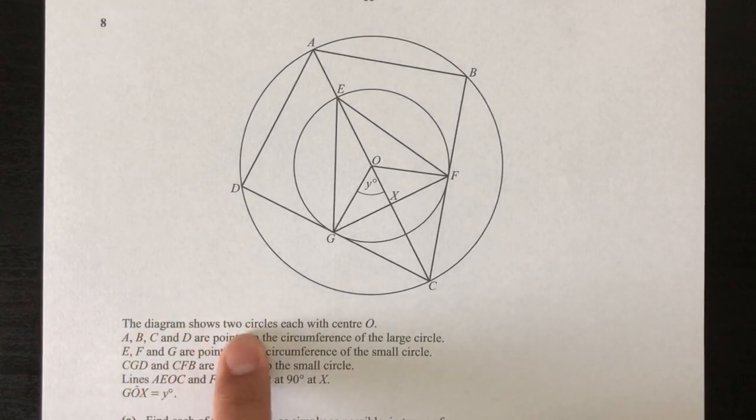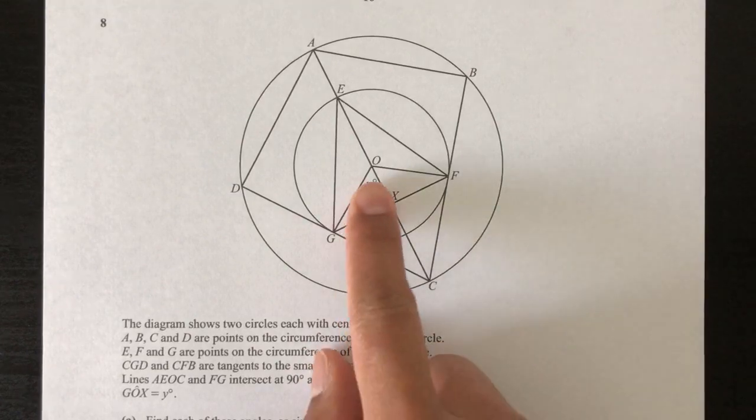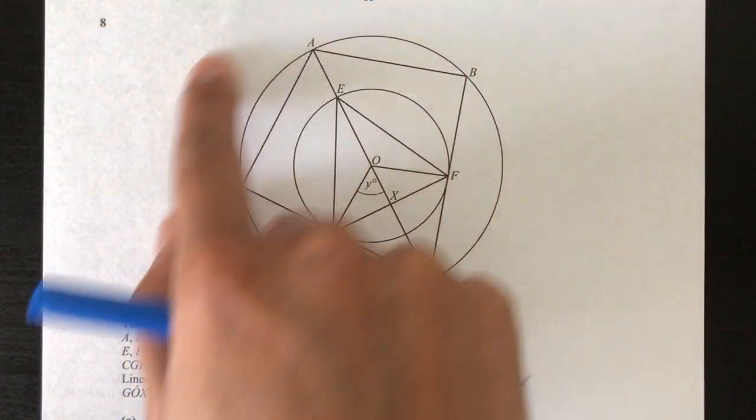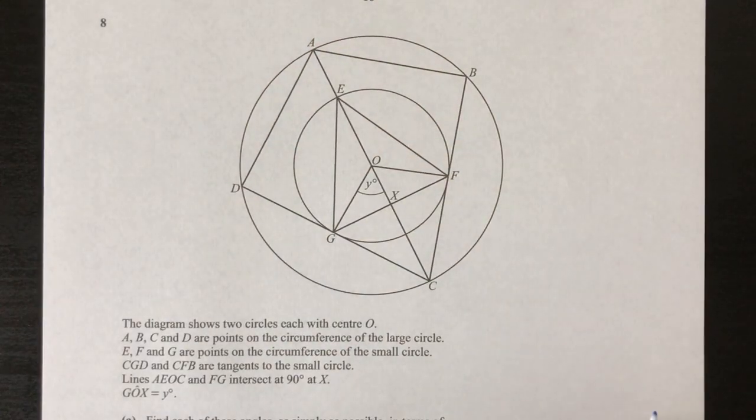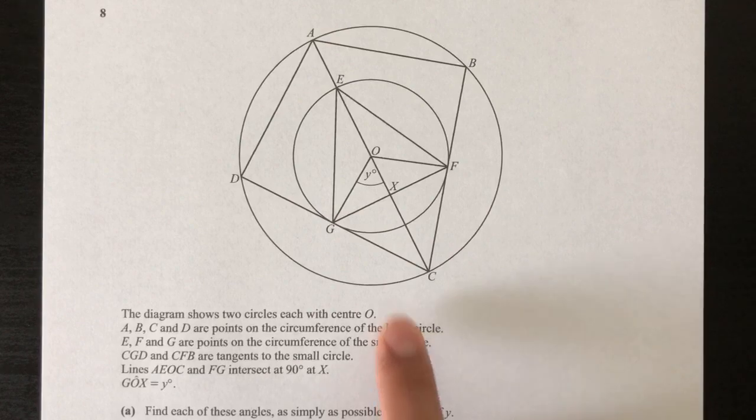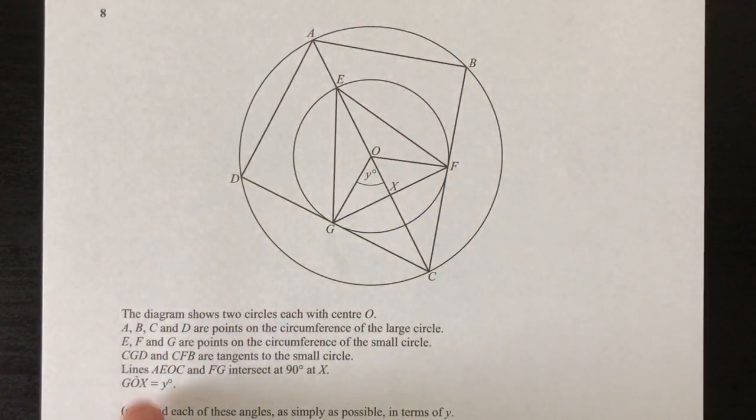The diagram shows two circles, center O. As you can see, we have one center O here. We have this circle and the big circle. So we have two circles. Now A, B, C, D are points on the large circle. Now E, F, G are points on the small circle.